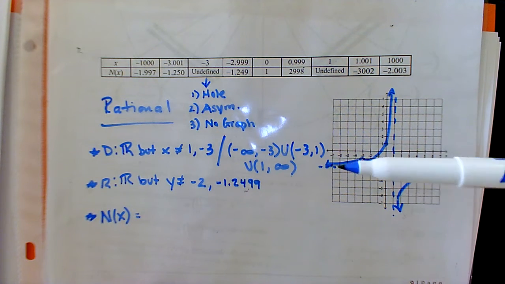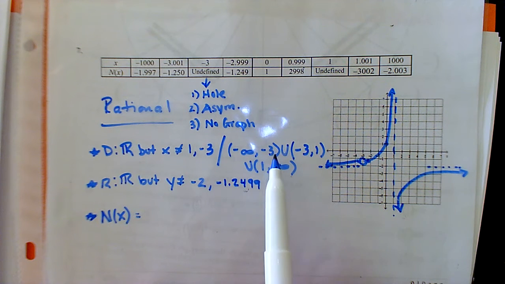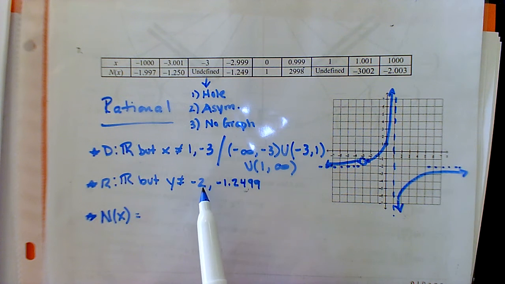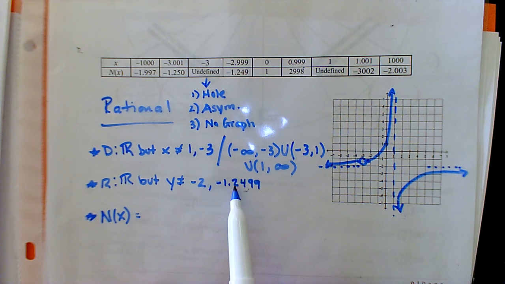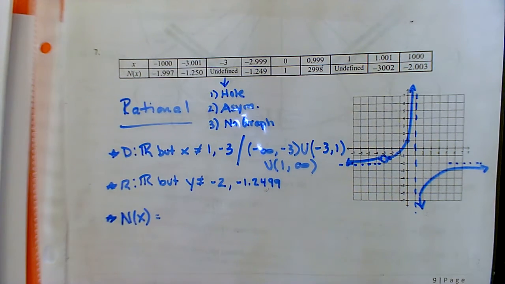Or you could, again, use the interval notation going from negative infinity to positive infinity, just instead of negative 3 and 1, we would have these values. Okay? All right. Let's try to tackle the equation.